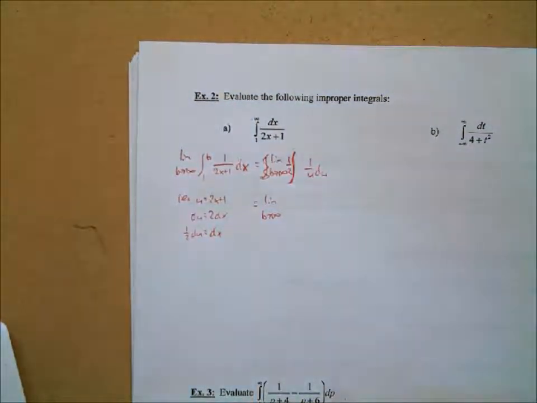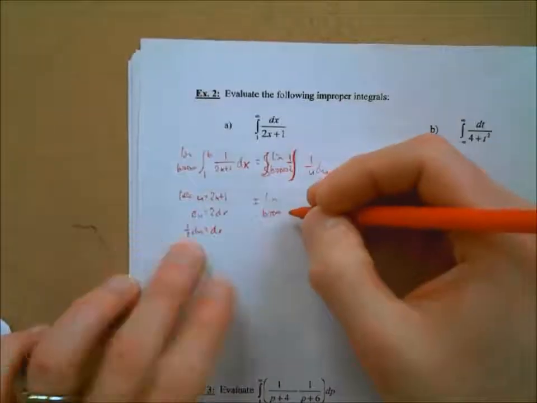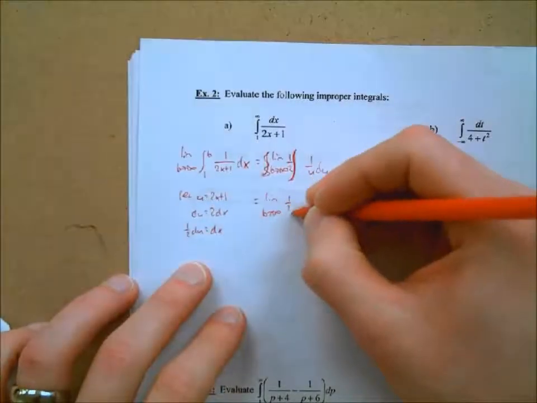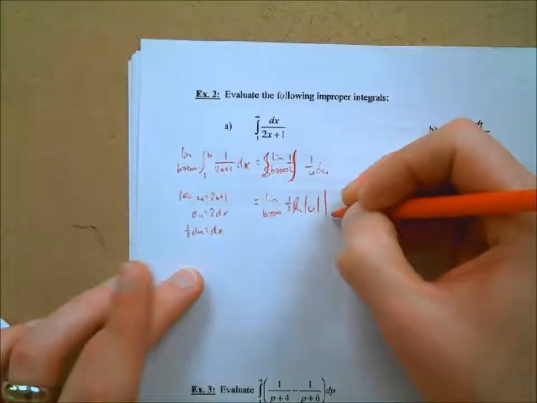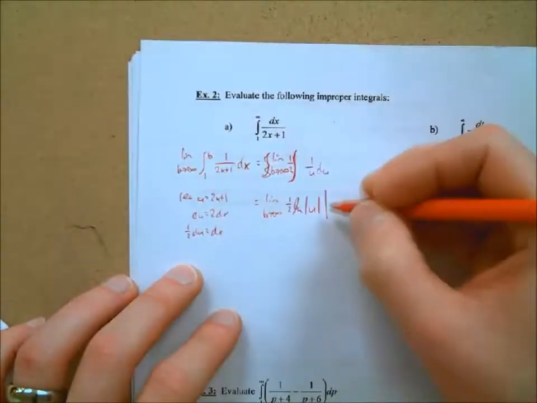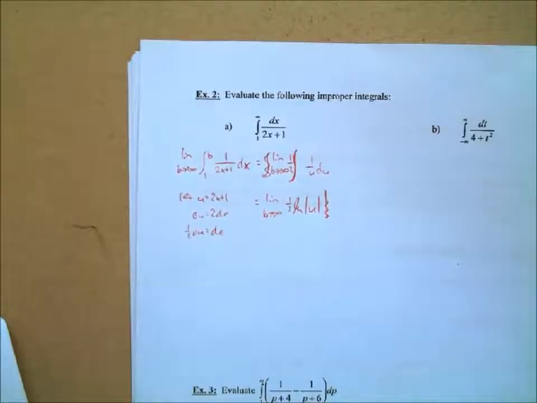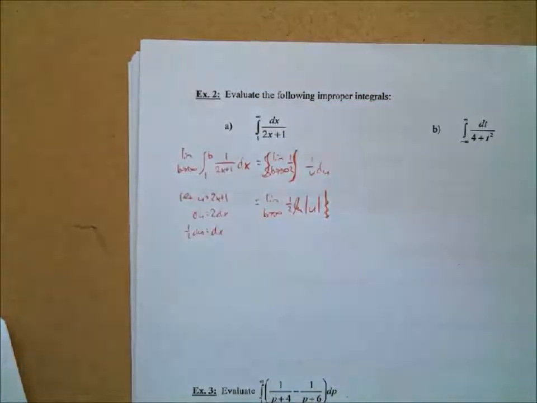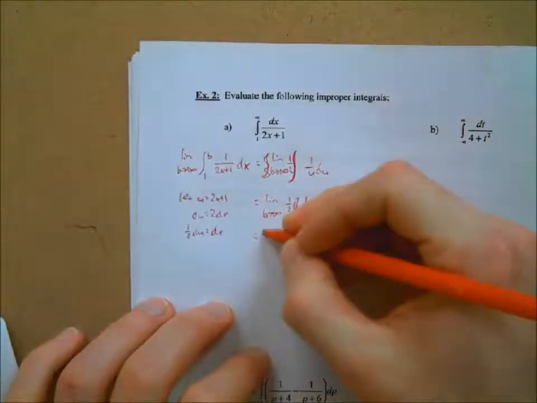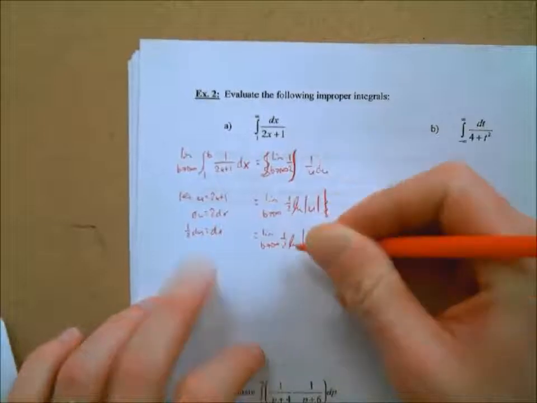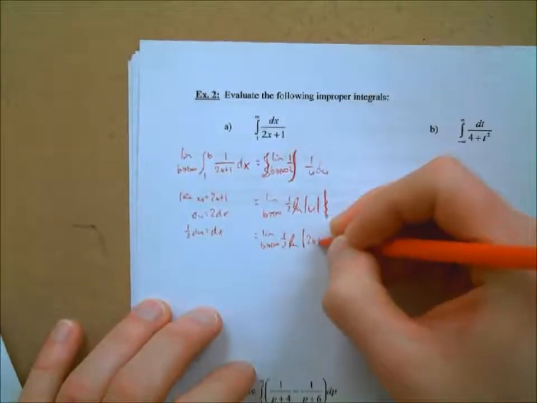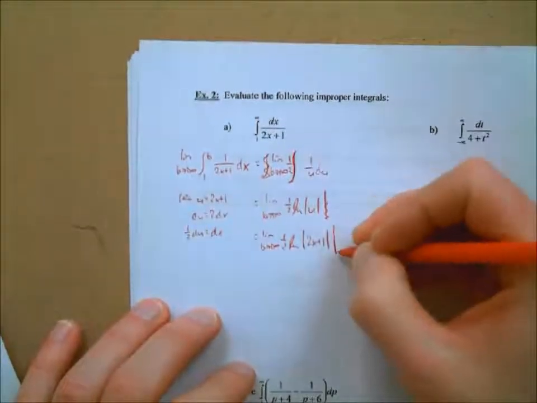So now we'll do that. We get 1/2 natural log of the absolute value of u, right? And then we're going to evaluate that. Well, again, I don't want to put in the 1 and the b just yet, so I'll hold off on that and just say the limit as b approaches infinity of 1/2 natural log of u. But then we'll do our substitution here: 1/2 natural log of the absolute value, and we'll plug in that 2x plus 1. And now we can finally evaluate from 1 to b.